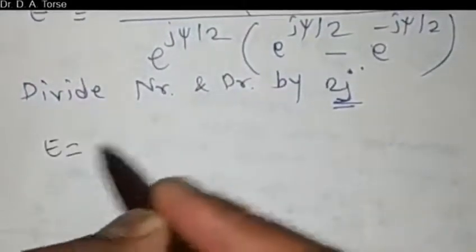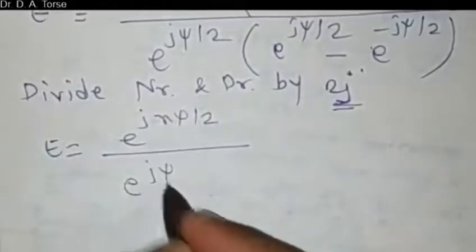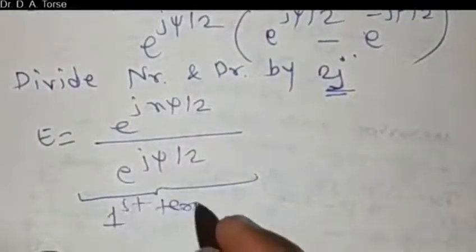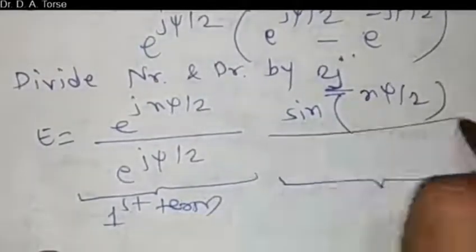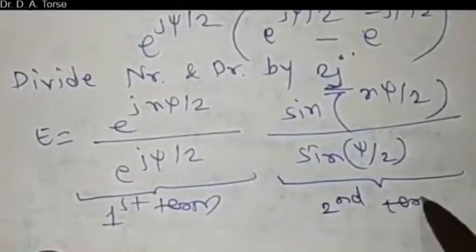If we divide the numerator and denominator by 2j, the result that we will get is E is equal to e to the power j n psi by 2 in the numerator, e to the power j psi by 2 in the denominator. This will be our first term, and the second term that we get here, interesting to note, is sine n psi by 2 divided by sine psi by 2. This is our second term.